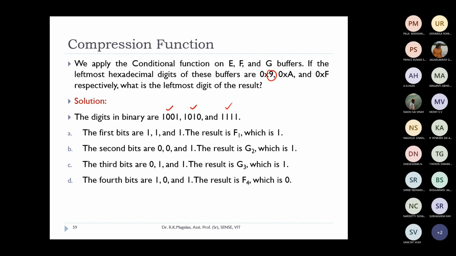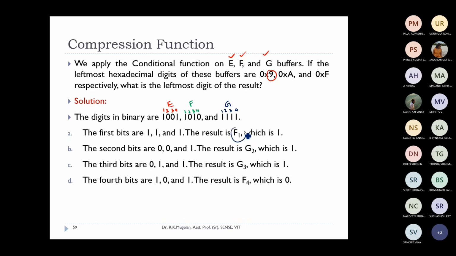So here, for example, we have inputs as E, F and G, right? This is E, 1, 2, 3, 4 bits for E. And for F, these are the first bits 1, 2, 3, 4. And for G, these are the first four. These are the 4 bits.